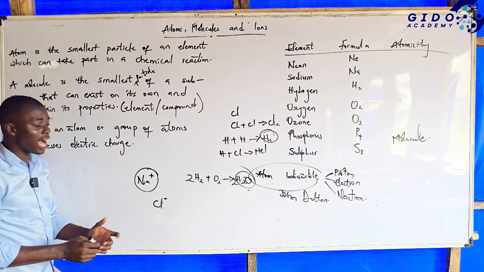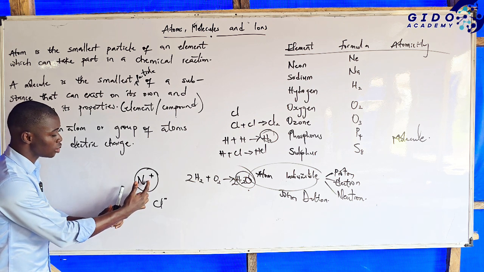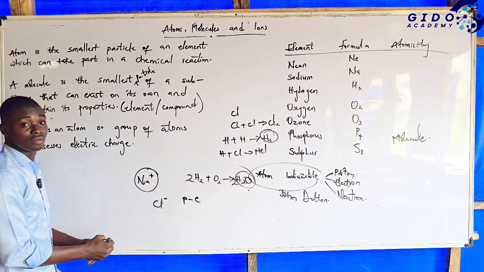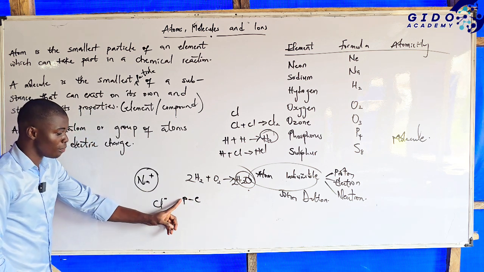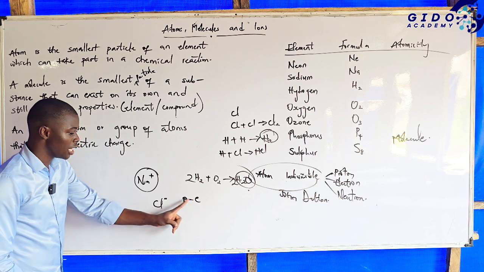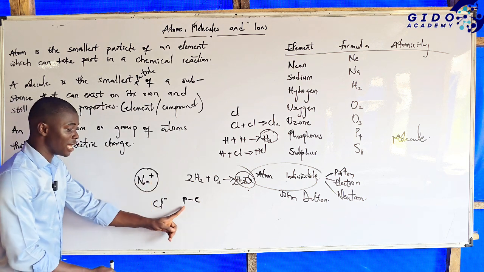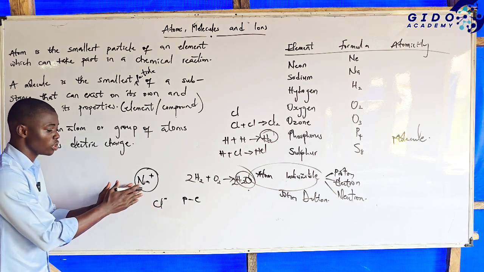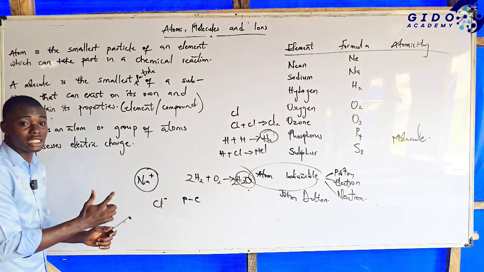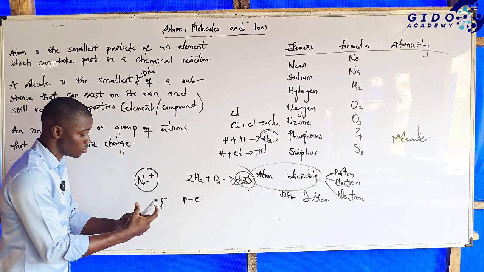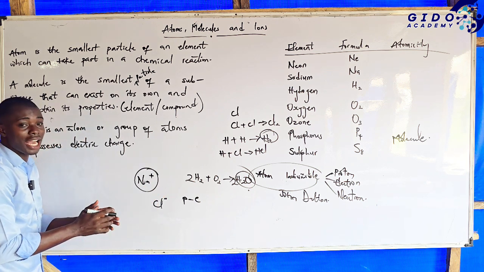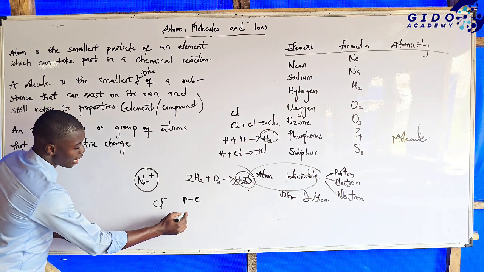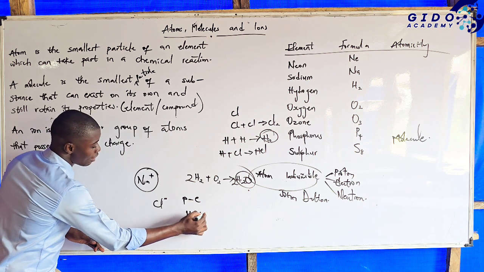So an atom or groups of atoms that possesses electrical charge is called what? An ion. And what leads to the presence of the plus and the minus is the proton minus the electron. If the proton number is greater than the electron number, it becomes plus. And if the electron number is greater than the proton number, it becomes what? Minus. And if it is positive, it means the ion is positively charged, which is called what? A cation. And if the ion is negative, it means the ion is negatively charged and it's called what? Anion.